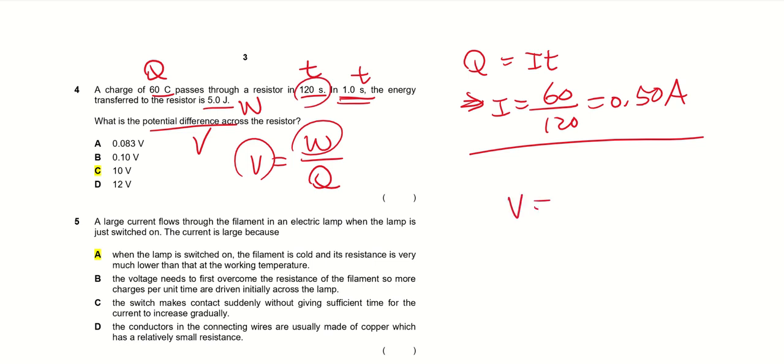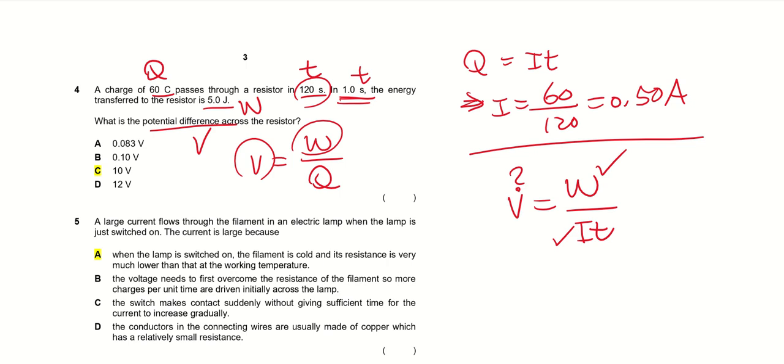So let me do this again. V equals W over Q. Q, I can actually make it into I T. So I'm asking for V, I don't know. W, I know, which is 5 joules. I is 0.5. And for the T, I actually need to use 1 second now. I cannot use the 120 seconds.